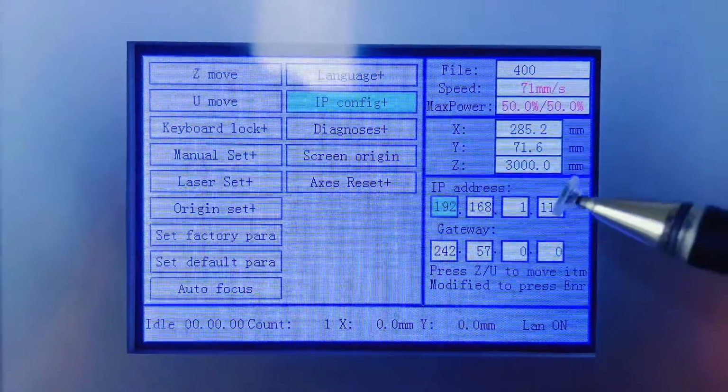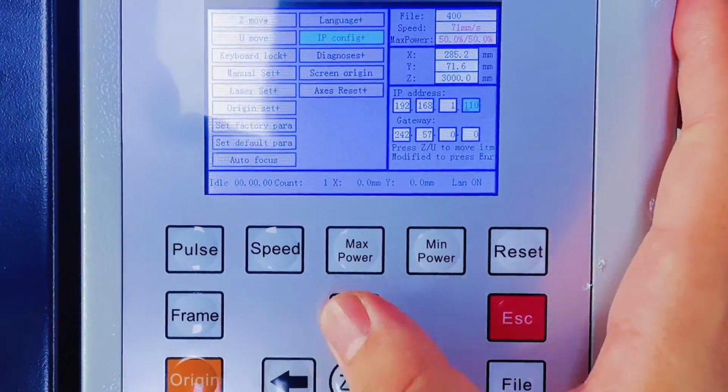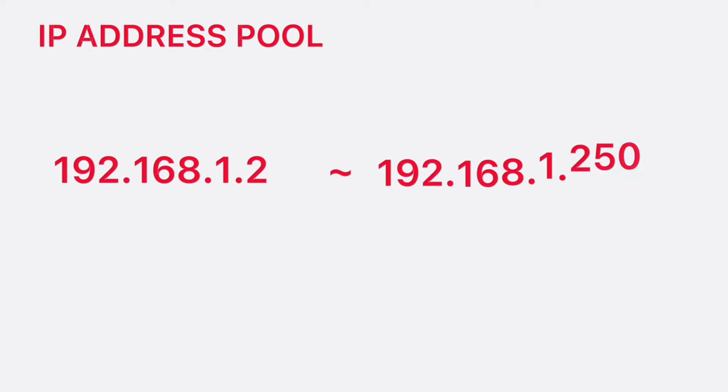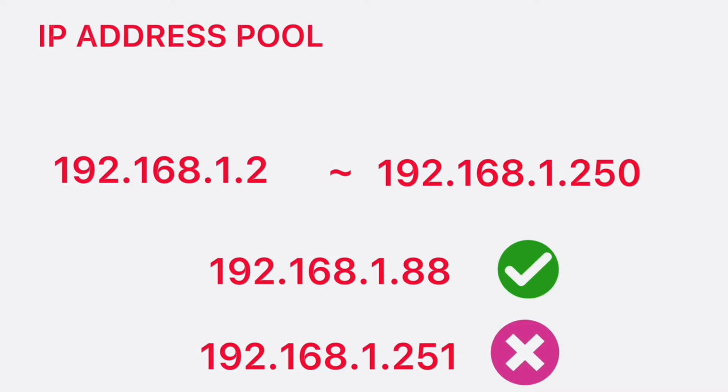The third step is to view the IP address of the machine on the control panel. The first line is the machine IP address. You can change it here, but it must be included in the IP address pool. For example, the IP address pool you set previously is between these numbers. The machine IP address you set here must be included between this range.